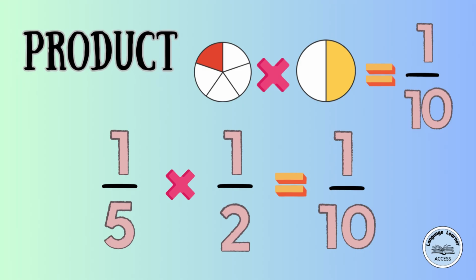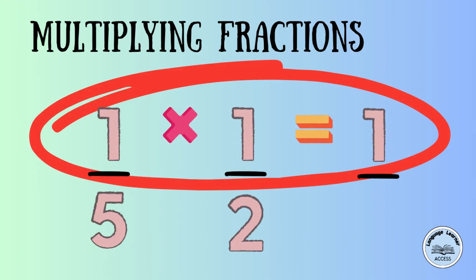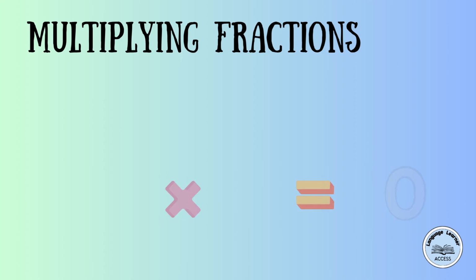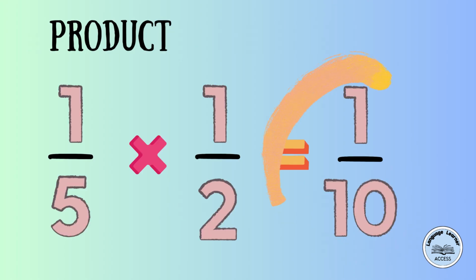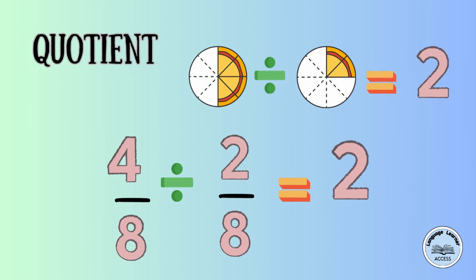Multiplying fractions is another operation we can use. A product is the result of multiplying fractions. To multiply fractions, we multiply the numerators. In our example, we multiply the numerators 1 times 1 equals 1. Then we multiply the denominators 5 times 2. 5 times 2 equals 10. The product is 1/10. Finally, when we divide fractions, the result is called quotient.